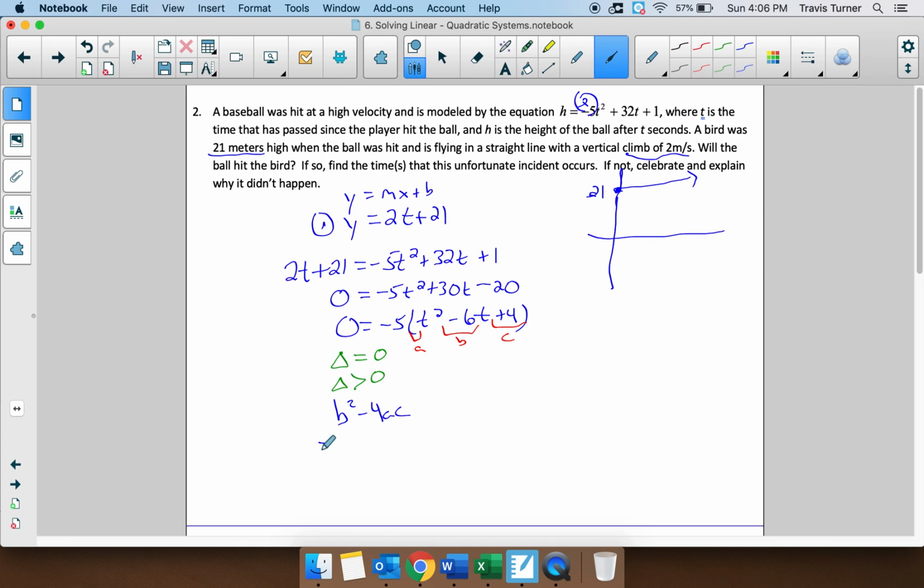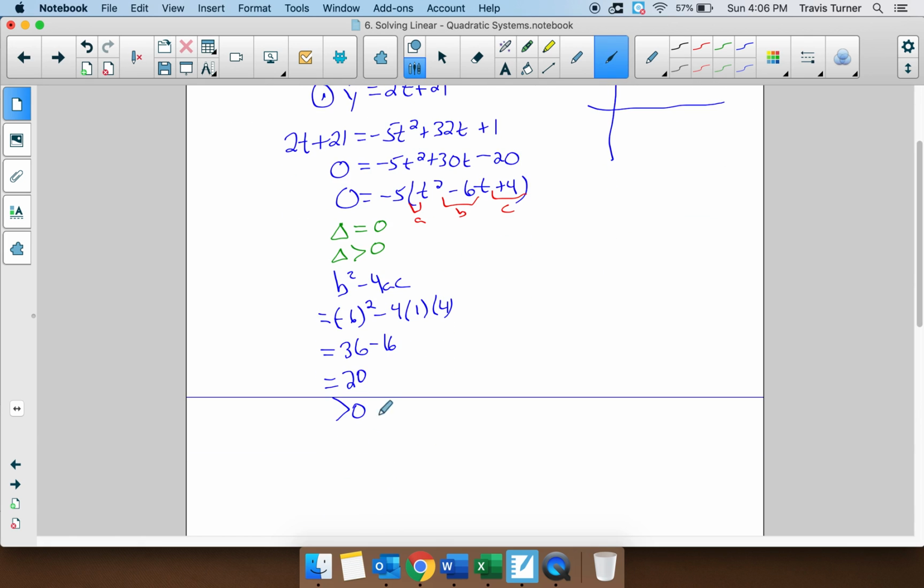So subbing that in, I got negative 6 squared minus 4 times A, which is 1, times C, which is 4. Remember, this outer value of negative 5 doesn't impact these numbers. So this becomes 36 minus 16. Well, that's obviously 20, and that's greater than 0. So yes, therefore the ball is going to hit the bird.